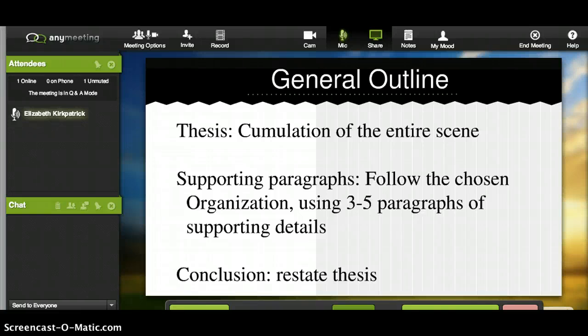So if we want to use every sense, how many supporting paragraphs will there be? Good, 5, because there are 5 senses. But if you want to describe 3 specific things in the scene, how many paragraphs do you need? 3, right, because you're using every sense in each paragraph. Then at the end, you will state your thesis again, just like we talked about before.